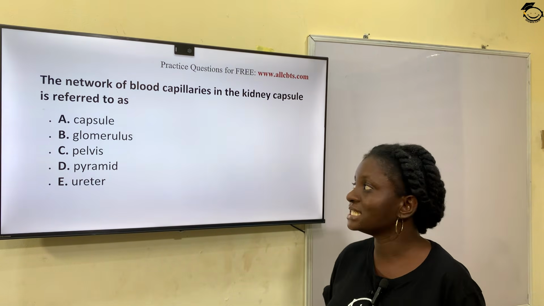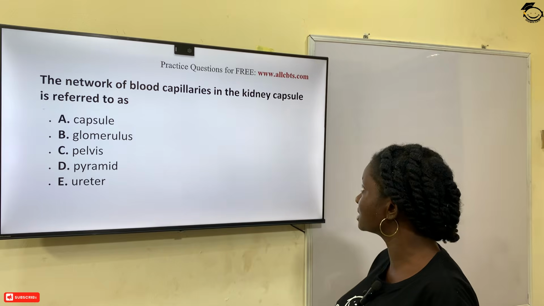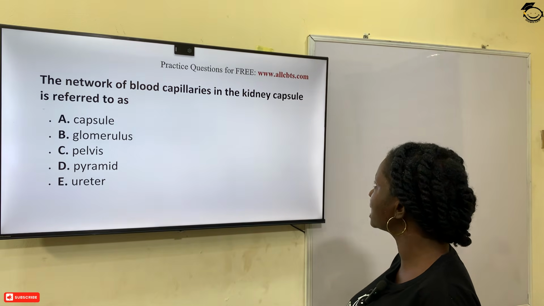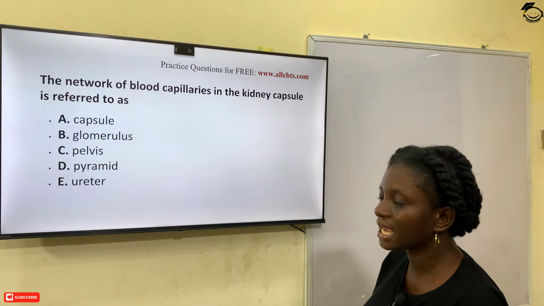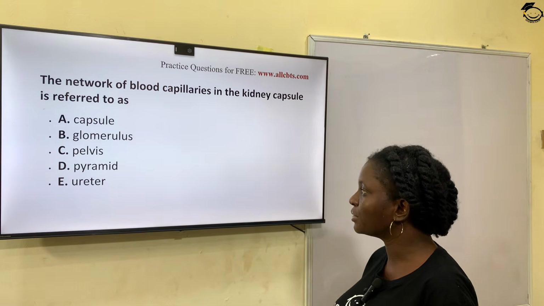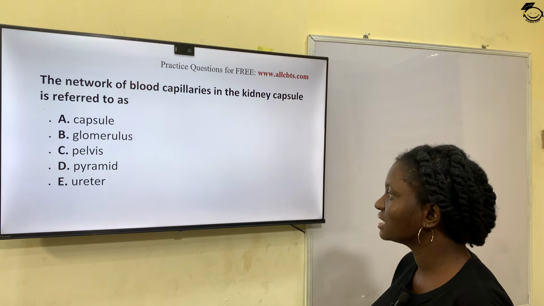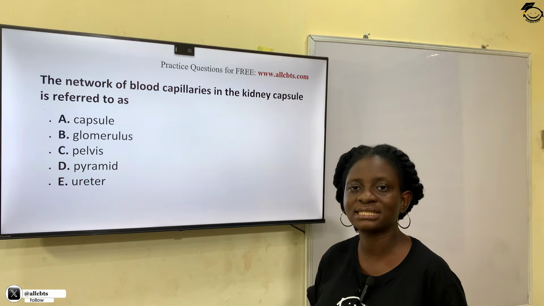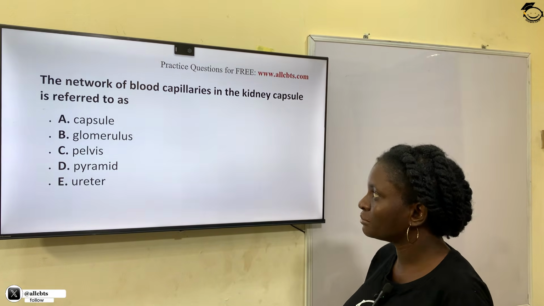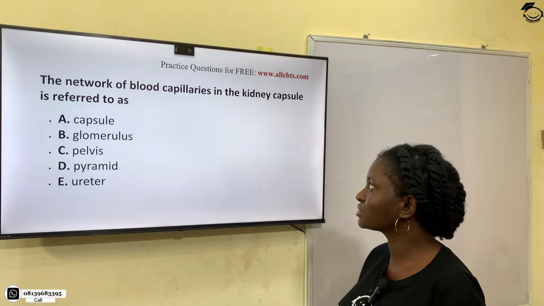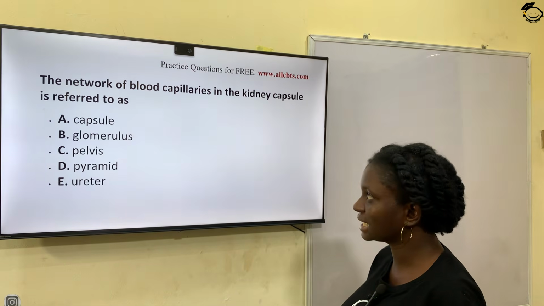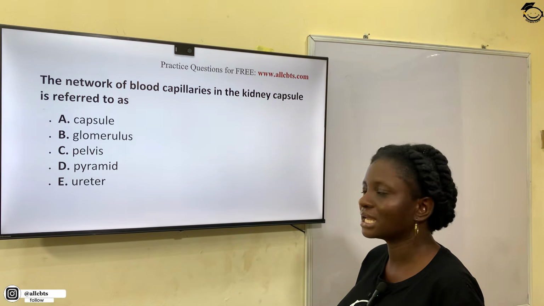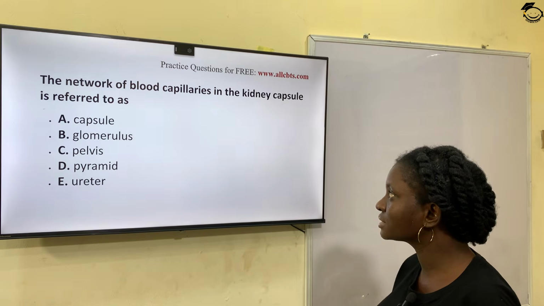Next question. The network of blood capillaries in the kidney capsule is referred to as A, capsule, B, glomerulus, C, pelvis, D, pyramid, and E, ureter. The glomerulus is referred to as the network of blood capillaries in the kidney. So the correct answer is B, glomerulus.